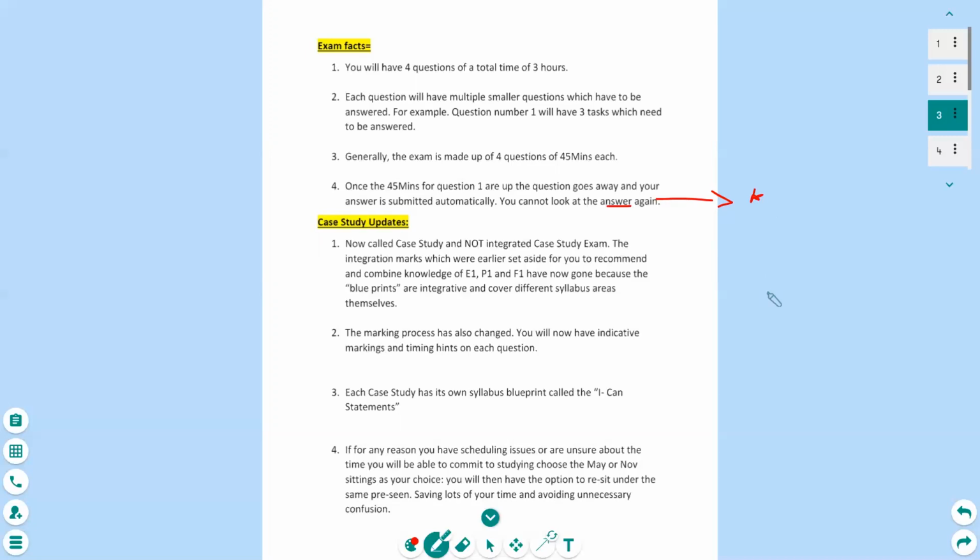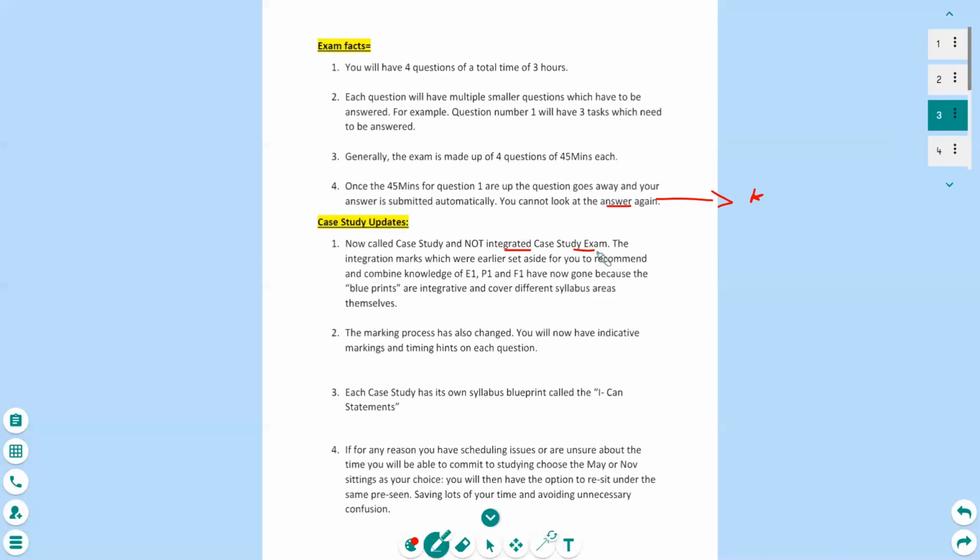Now, case study updates. What's changed? Now the case study is just called the case study. Earlier, it was called the integrated case study exam, which meant that in every answer that you wrote, there were a set number of marks, let's say 2 marks, 3 marks, 4 marks, 5 marks, whatever, which were set aside for your integration knowledge, for your integration skills.